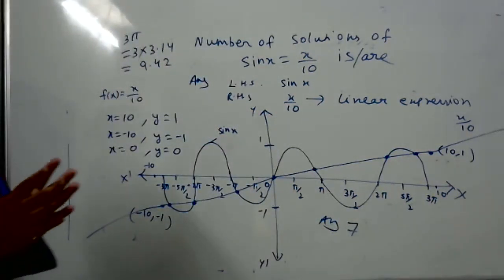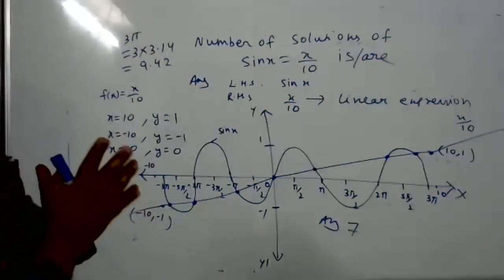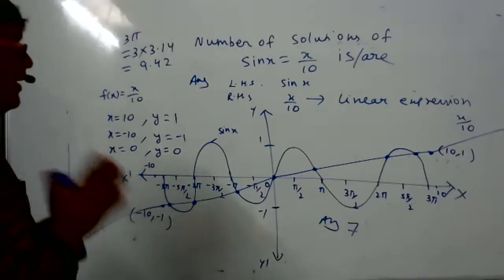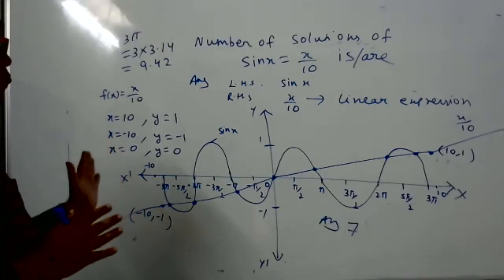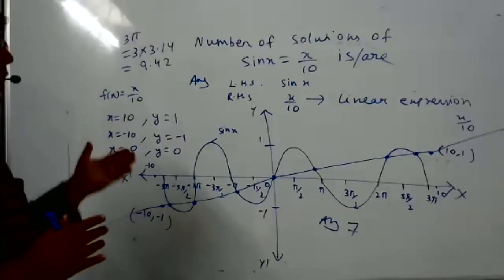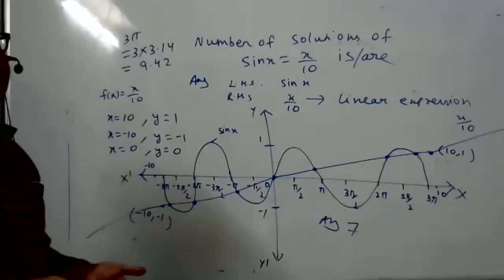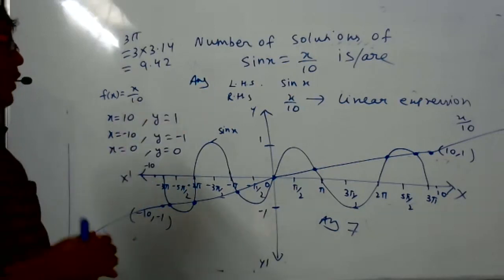You have to be very vigilant. X by 10 means a linear equation, a first degree equation, which is a straight line. If you put x is equal to 10, y is 1. If you put x more than 10, the y value will be more than 1. If the y value is more than 1, it cannot intersect the sine graph, because sine can take a maximum value of 1 only.